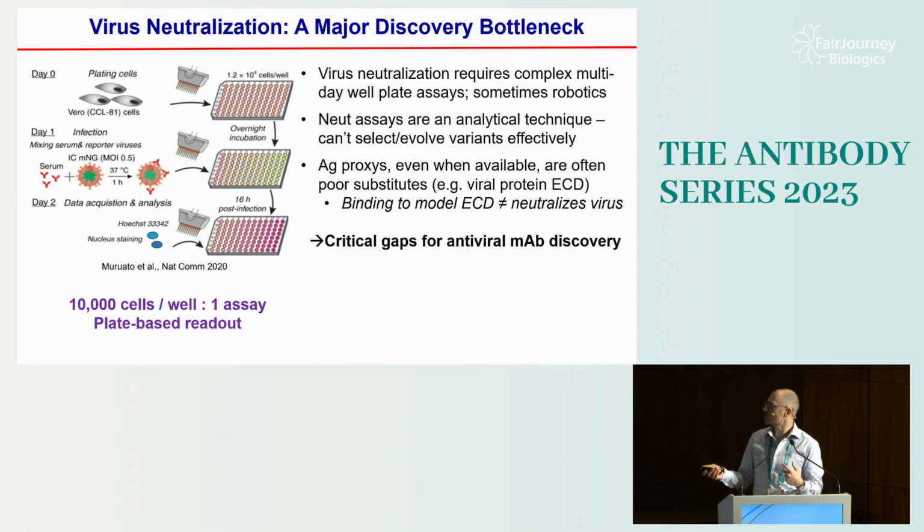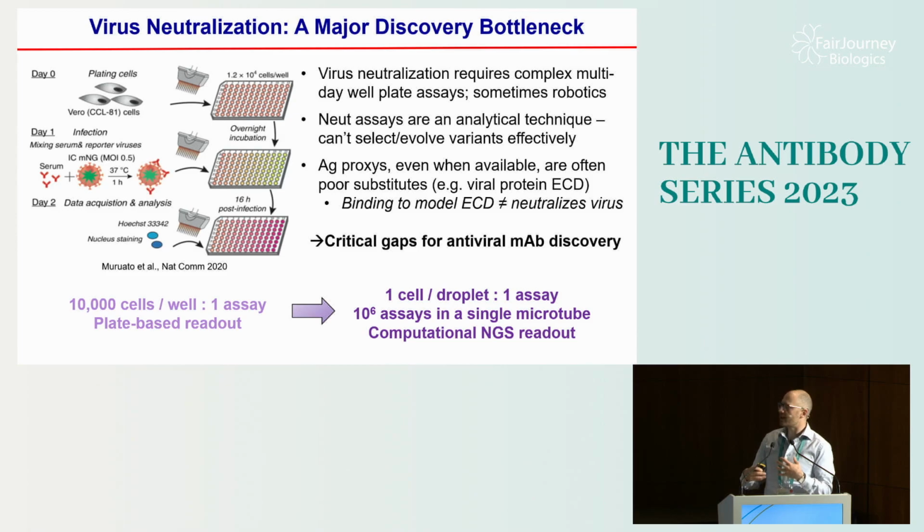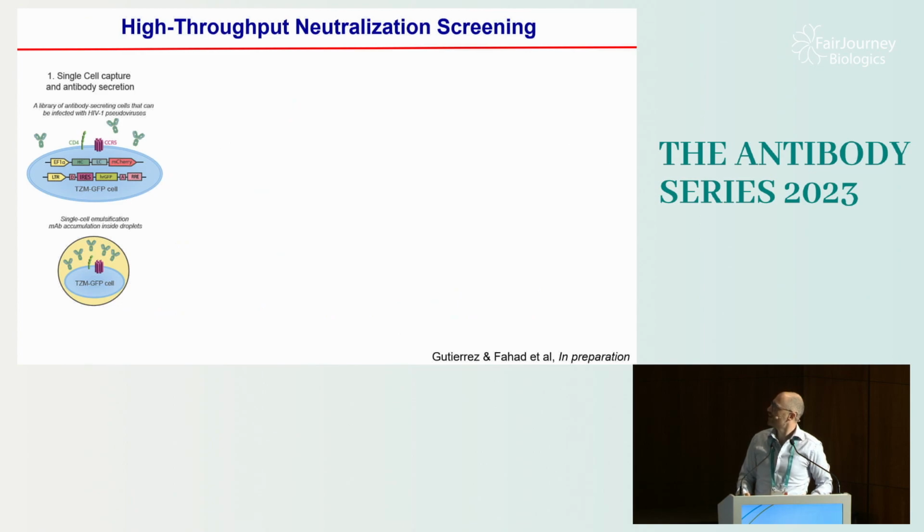And so what we've been trying to do is take these 10,000 cells per well screens, where that's one assay, and actually move that into droplets. So each droplet is one assay, and then you can take 10 to the 6 assays and move them into just a single microtube, and use a computational NGS readout so that you can identify what are those most neutralizing antibodies directly, and use directed evolution to try to select them better. You can add mutations across rounds, things like that. And so this is the way it works with an HIV model.